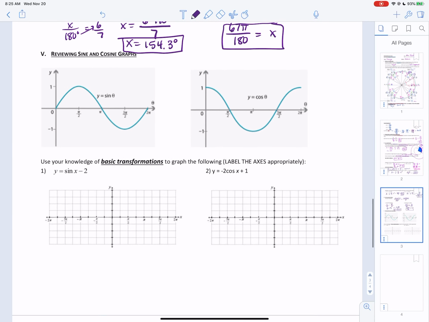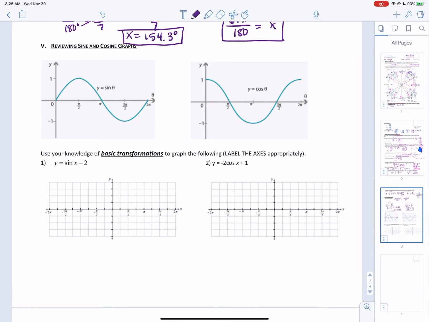So you are going to leave that as 67 pi over 180. So that's your answer. All right, this last section, reviewing sine and cosine graphs. I've put the parent functions up here at the top. These are the no-shift mother functions, so you do need to know the difference between them. We've already looked at them back in Unit 1, the second unit that we did. Sine has the y-intercept at 0, 0. Cosine has the y-intercept at 0, 1.